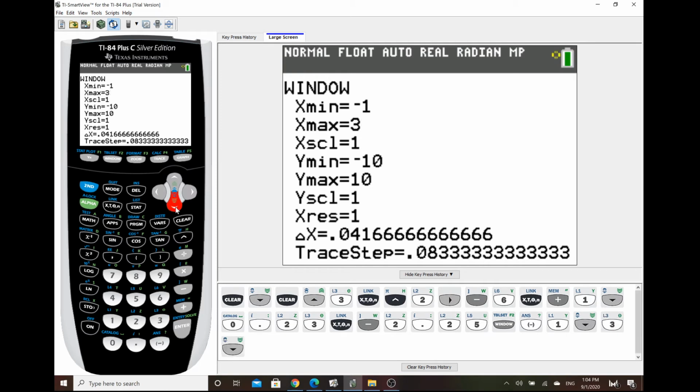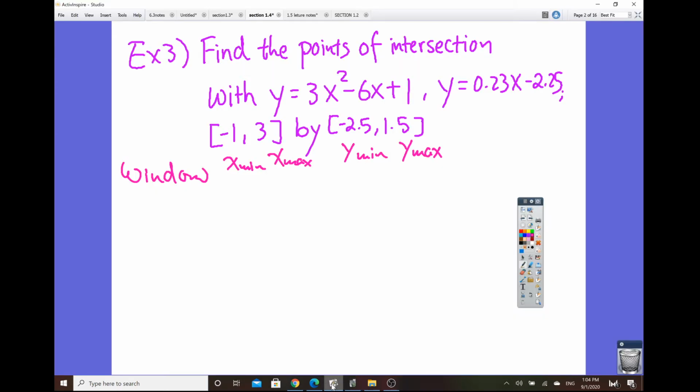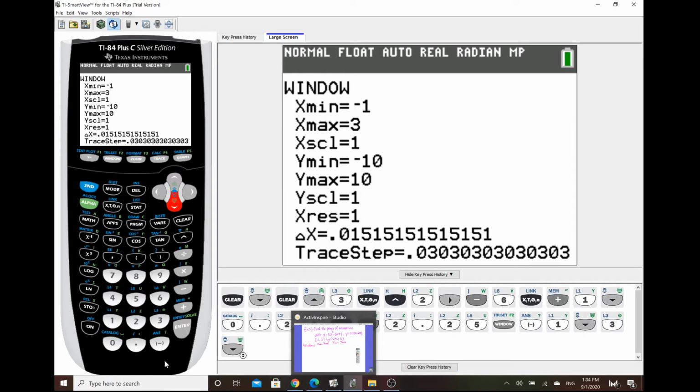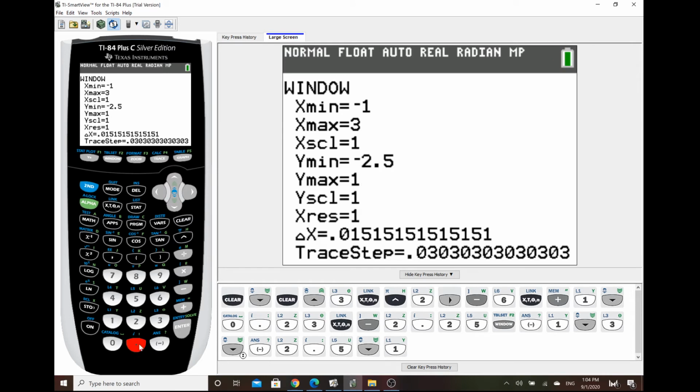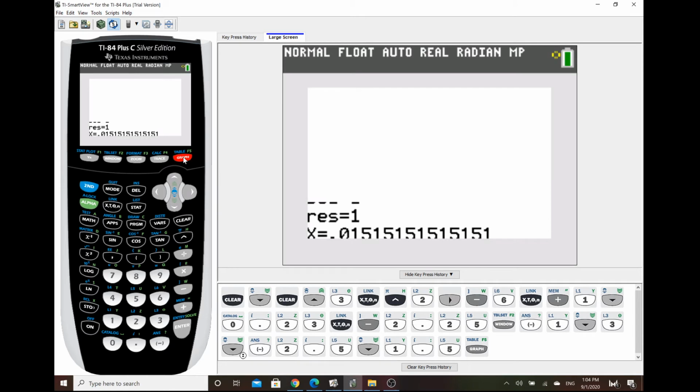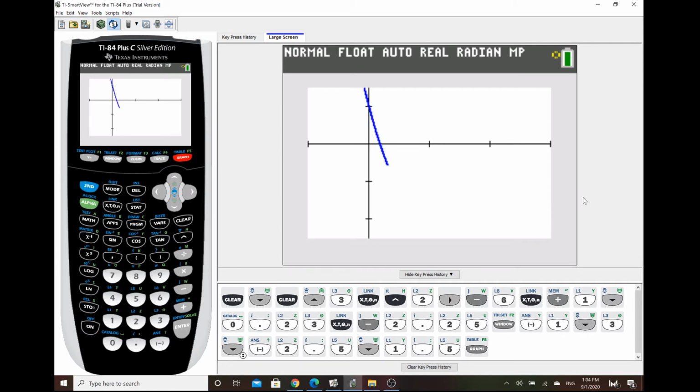And then for the Y min, you would have negative 2.5, and the Y max is 1.5. Once you're done with this, you want to hit graph. So basically this one is changed to the window, and then it shows the parabola, the quadratic function, and the line.